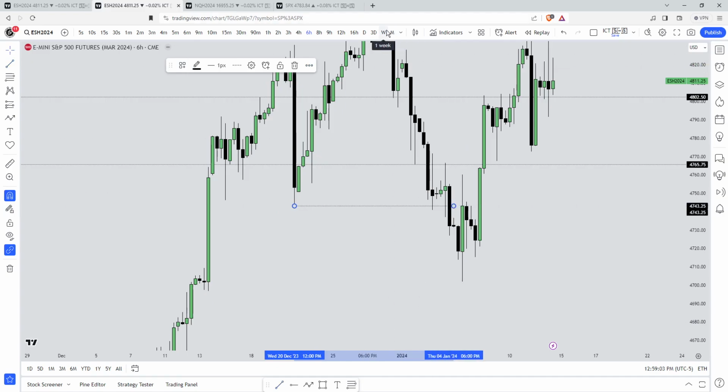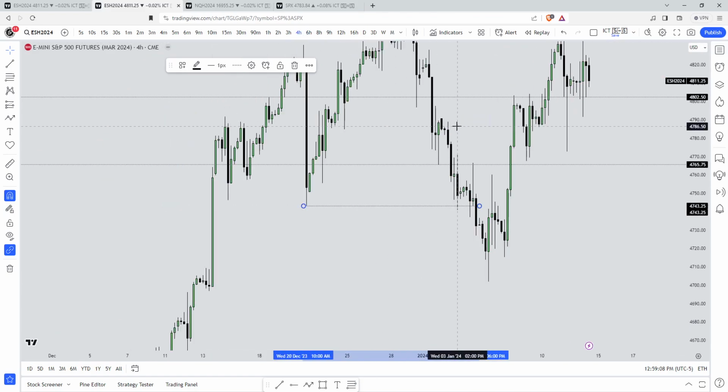If you cannot frame a daily bias, we'll drop down to a 4-hour. If you can't frame a 4-hour bias, drop down to an hour. If you can't frame an hour, you could drop down to a 15-minute, but you normally should be able to frame an hourly bias. So on the 4-hour, price took out liquidity here.